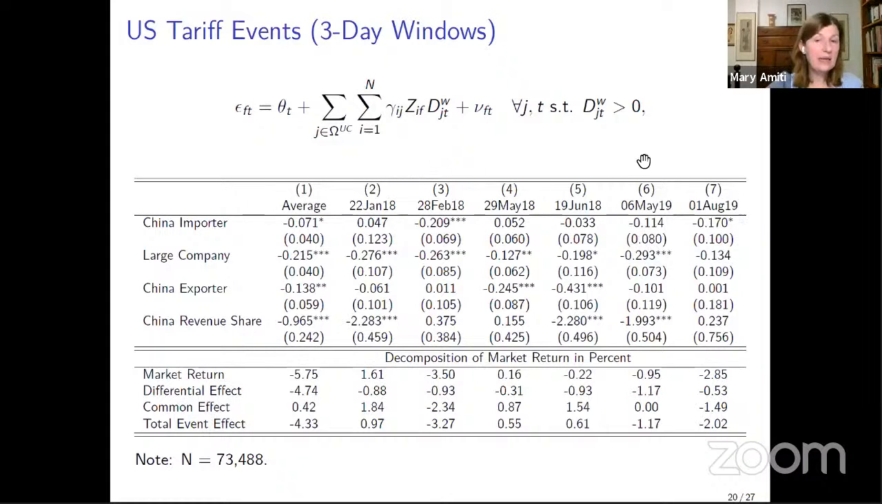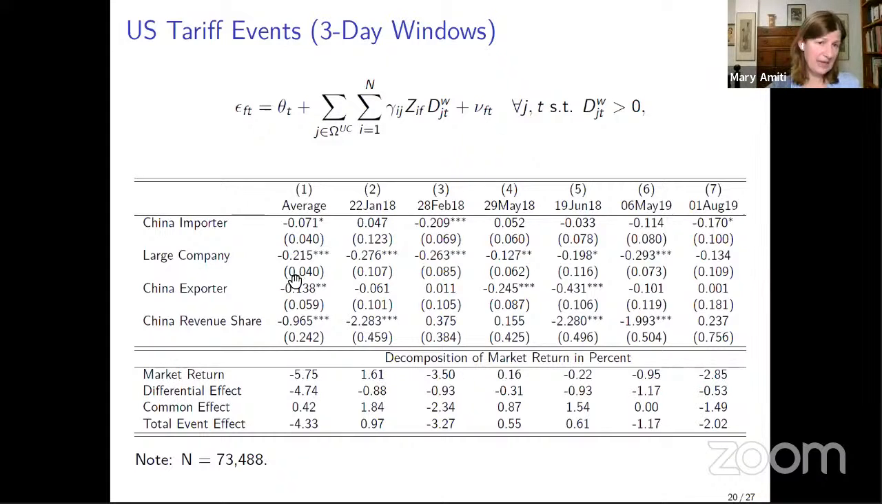So here we have 6 US event dates, and then we have another 5 China event dates. So we have 11 events, and for each of those we have a 3-day window: the day before, the day of, and the day after. So that's the regression, and then we have this theta t that's going to go into our common factor, the common effect. Sorry.